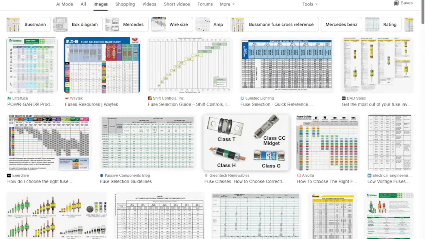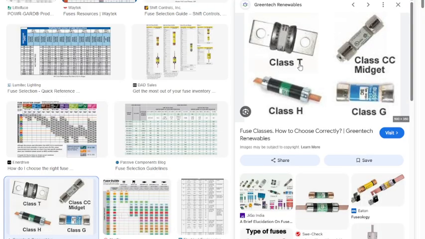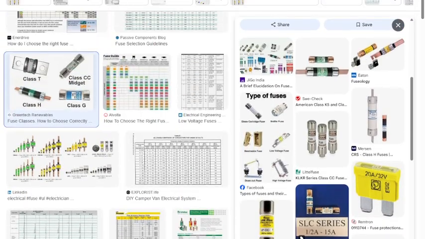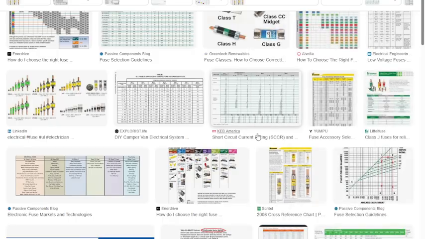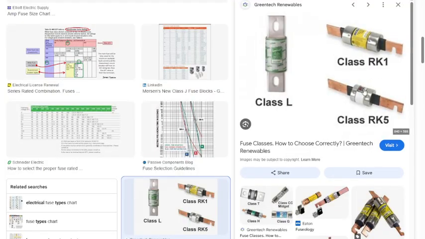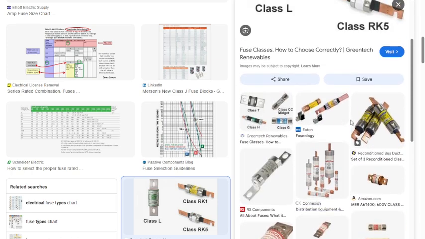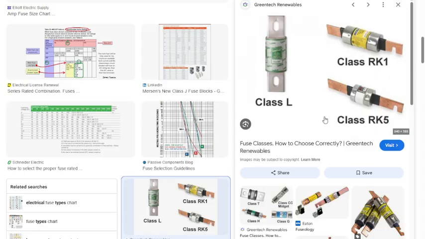So they come in class, like I said. So we have class of fuses. Class T, class H. Yes, that word is used in the fuse world. All right. We have, going back to where I was at here, other types. Class RK1, RK5, Class L. You do not have to memorize the classes of the fuses. There's a lot of them.